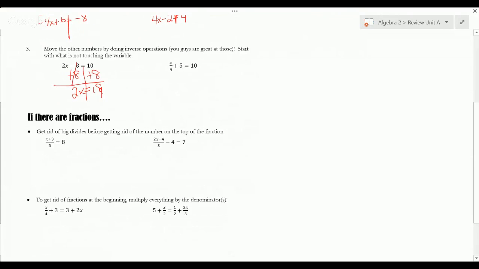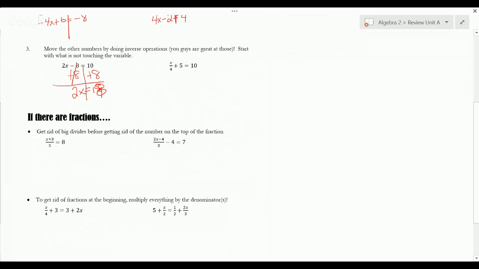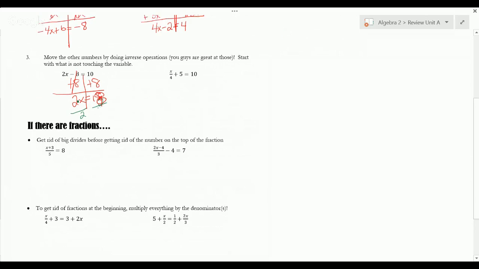Now, one thing you have to remember is that a times sign doesn't show up, but it's right there. That says 2 times x. So to get rid of a times 2, I'm going to divide by 2.